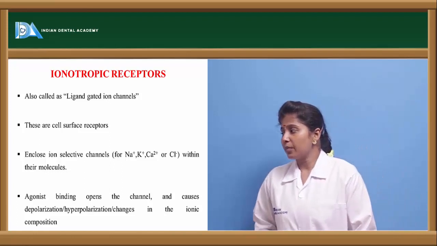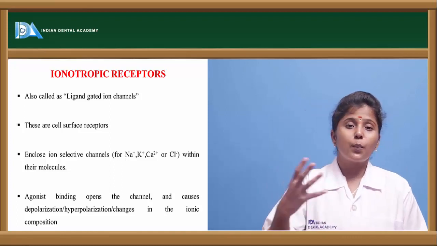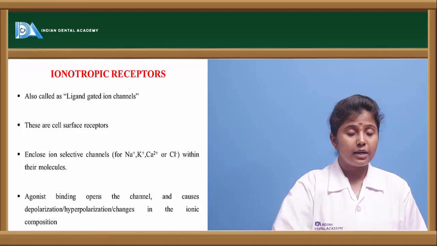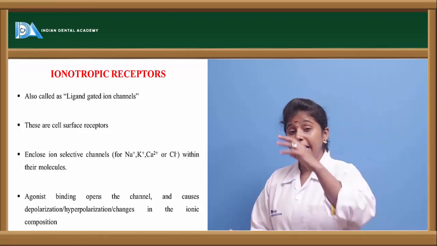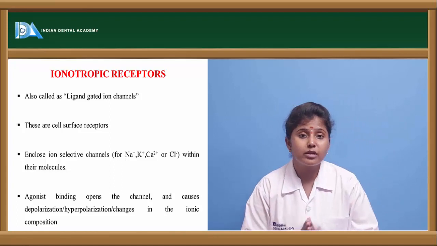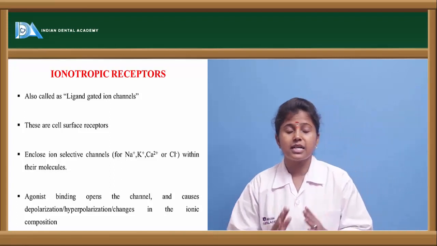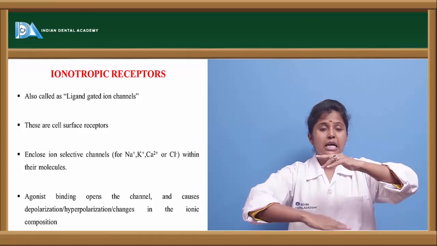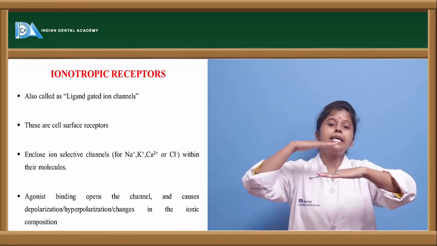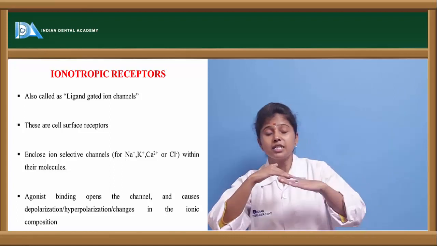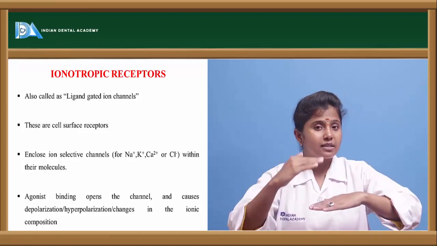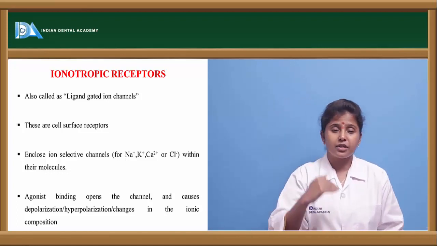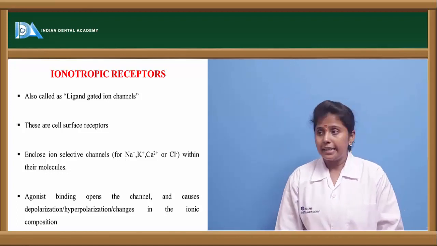And when an agonist binds to the receptor, it will open the receptor and thereby allow the ions to enter. The entry or exit of ions is based on the concentration gradient. If the concentration is higher inside, then the ions will move from inside to outside. Whereas if the concentration is high outside, then the ions move from outside to inside of the receptor. So based on the concentration gradient, the movement of the ions is done.